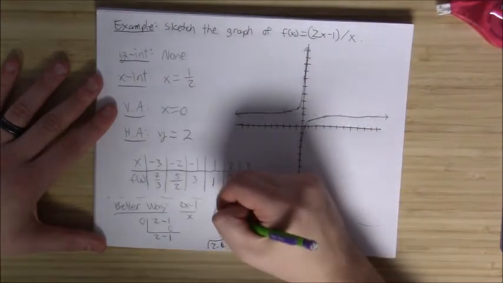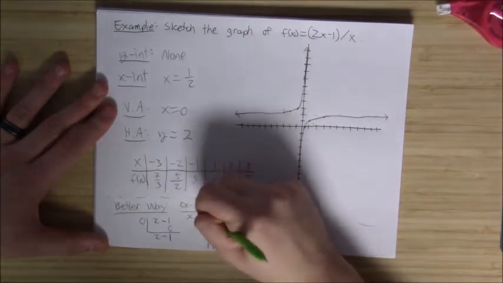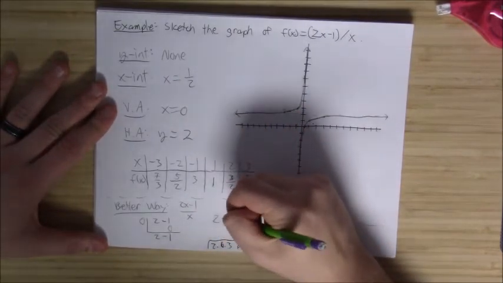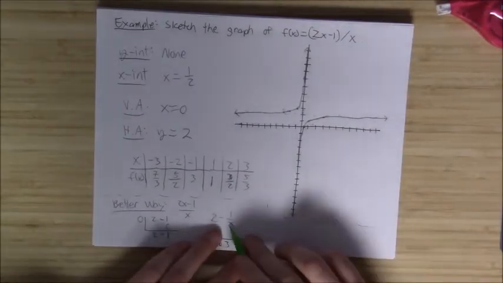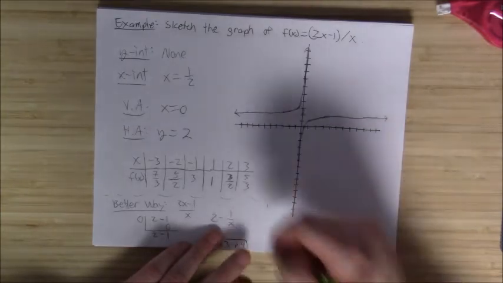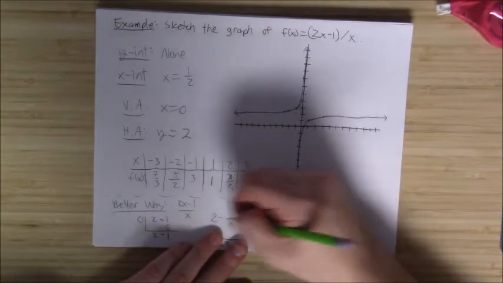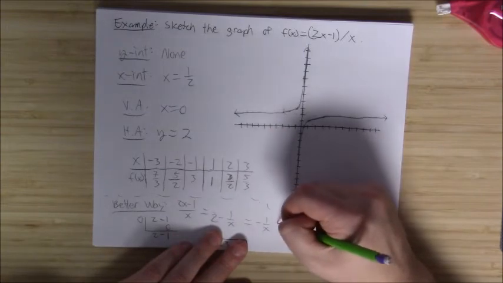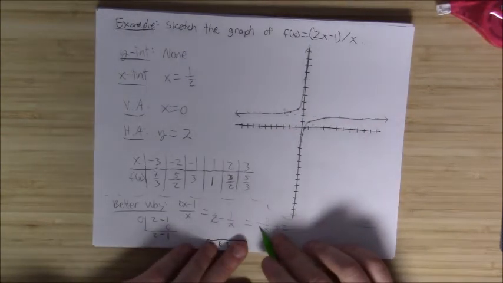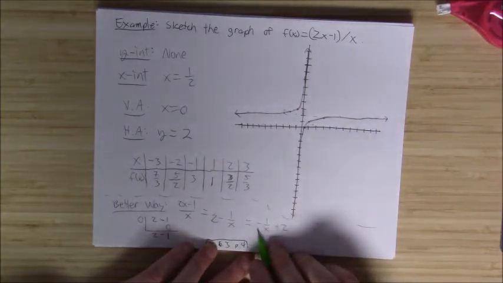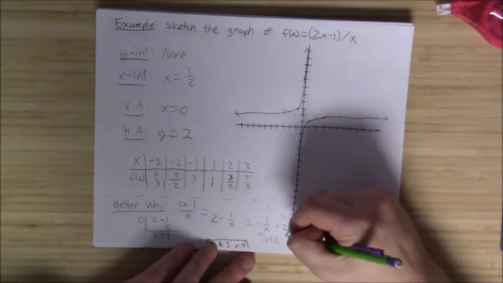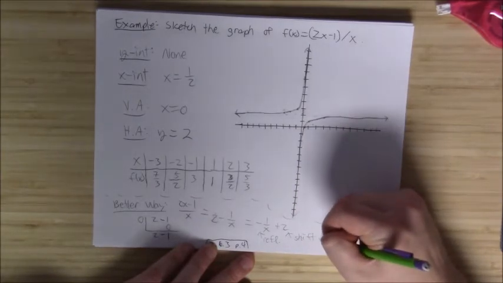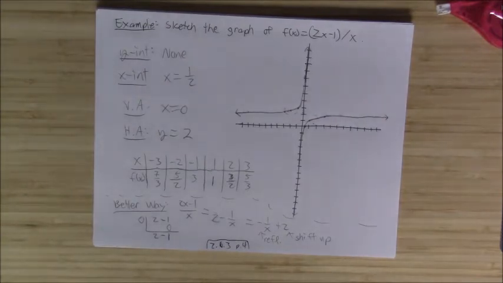So I end up with 2 minus 1 over x. What I notice is that you can think of this as -1 over x plus 2. So I do a reflection, right? I do a reflection and then shift up by 2. So it is still a transformation of 1 over x.